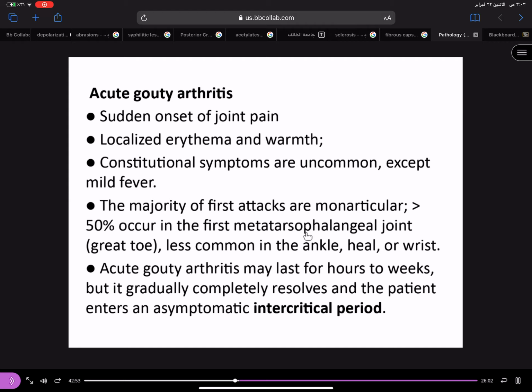This is the typical one. If in a question anywhere in your exam in future it is written that the pain started in the big toe of the foot, just think of gout. This is so typical most of the time.